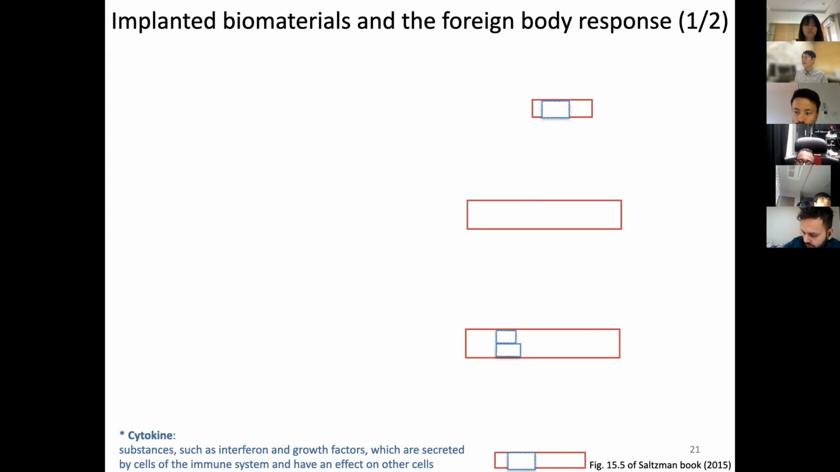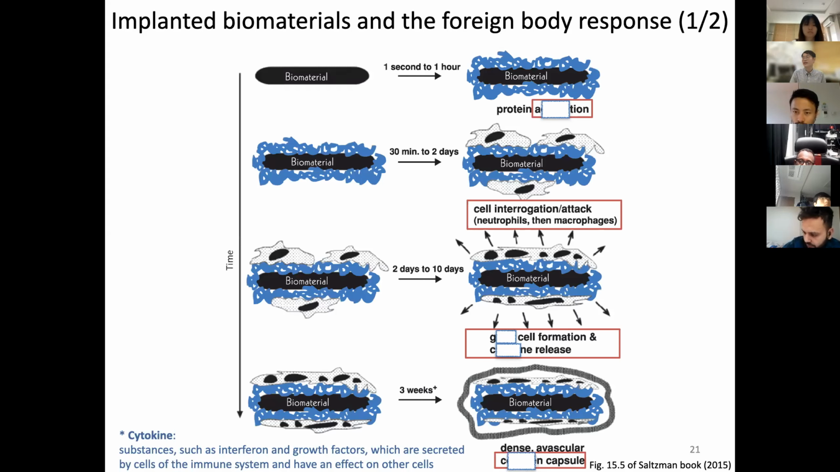So when a biomaterial gets into my body, within an hour, what happens is that inside our interstitial fluid or blood, proteins will coat this biomaterial.